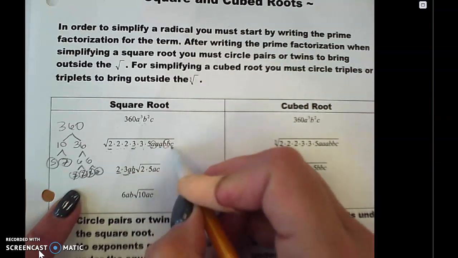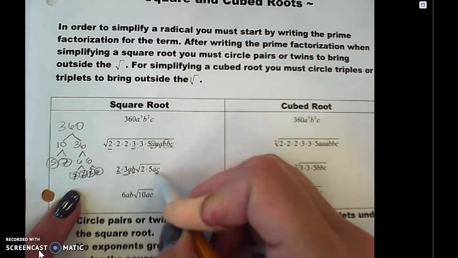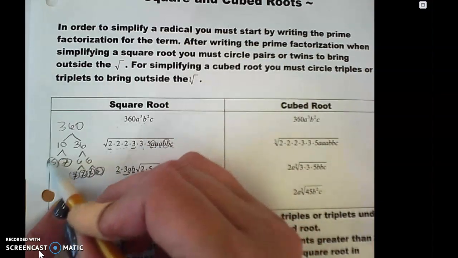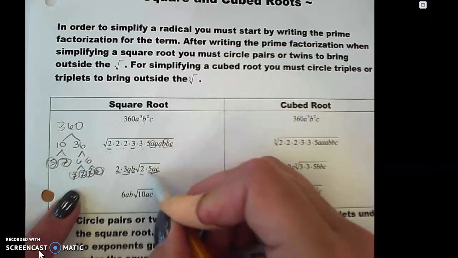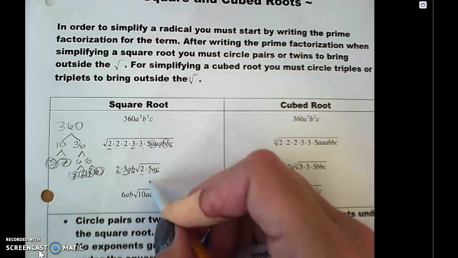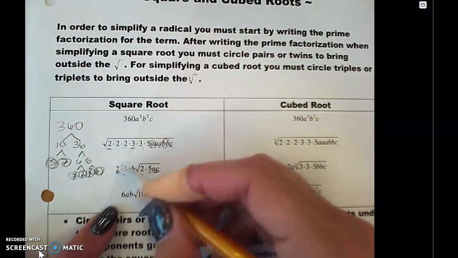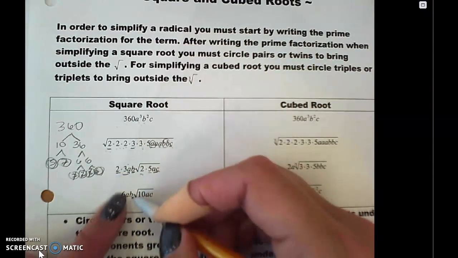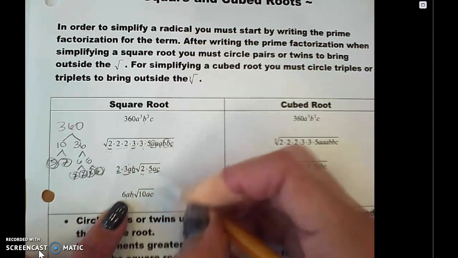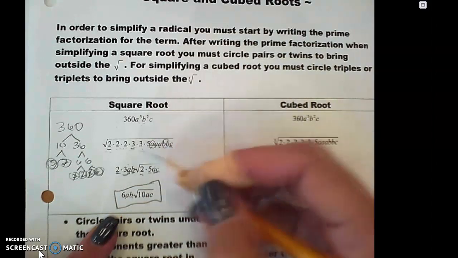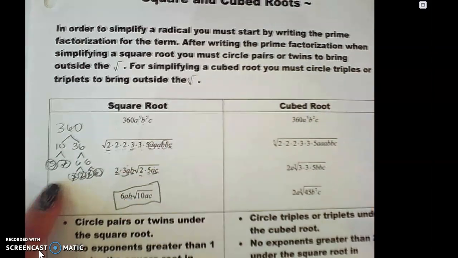And then the a and the c that are lonely, they stay inside right here. And then again, this 2 and this 5 stay on the inside. And remember, we always multiply the numbers that stay on the inside. So then simplify it. 2 times 3 is 6. ab comes with it. 2 times 5 is 10. And ac comes down. And that's your final answer. This is just another way of writing what we did over here.